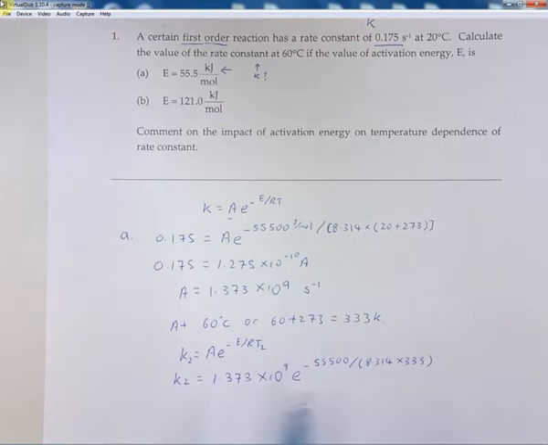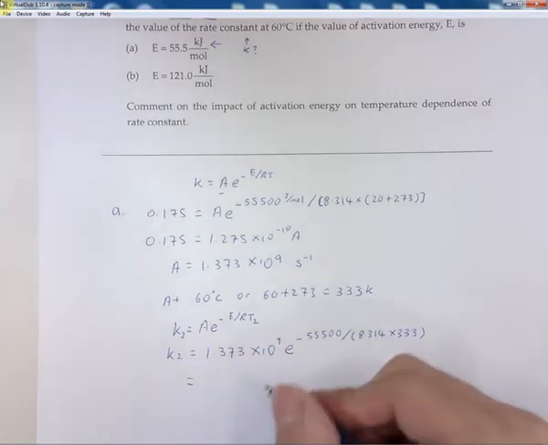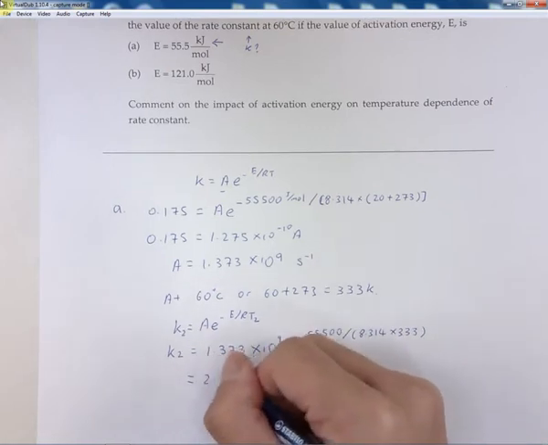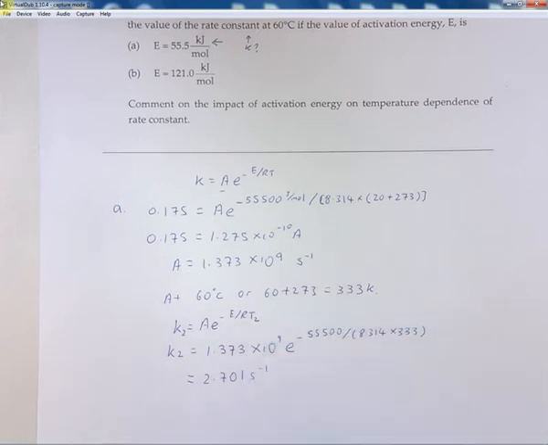So with this, you can see that it's actually a very simple question because all you need to do is use a calculator and work out the value of K2, and you should get the value of 2.701 per second. Okay?